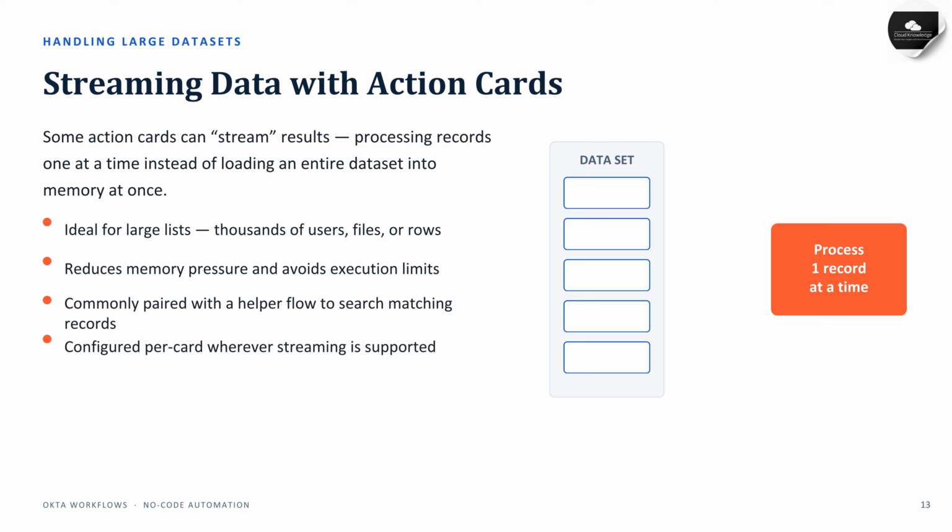Here's a more advanced concept. Some action cards can stream results, processing records one at a time instead of loading an entire dataset into memory at once. Why does this matter? It's ideal for large lists, think thousands of users, files, or rows. Streaming reduces memory pressure and helps you avoid hitting execution limits. It's commonly paired with a helper flow that searches for matching records. And it's configured per card, wherever streaming is actually supported. If you're building anything that touches a large dataset, this is the feature to reach for.